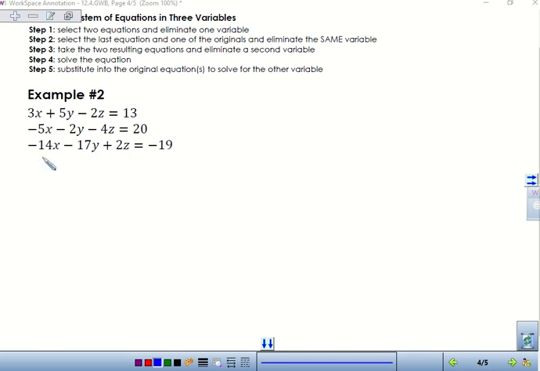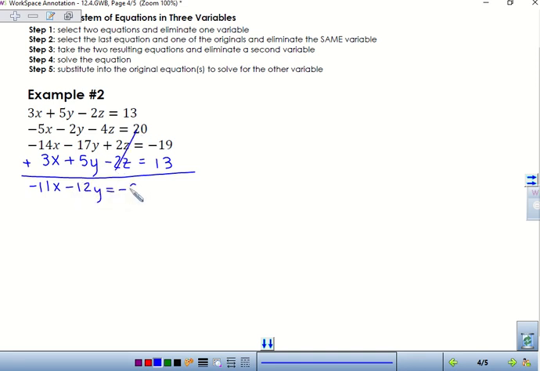Top and bottom. So I'm going to write the top one down here, underneath this one. Does it matter which one you put above or below? Not at all, no. It's totally personal preference. So I end up with negative 11x minus 12y. These go away and leave me with negative 6.